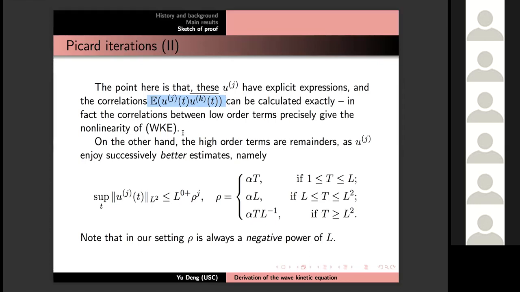On the other hand, if you consider these low order terms Uj, the high order terms Uj are actually remainders. In fact, we can prove that Uj enjoys successively better estimates, namely, if you measure everything in L2 norms, then these L2 norms decay like rho to the J, where rho is some quantity that depends on alpha and t, but in any case, rho is a negative power of L. Okay, so rho is like L to the 0 minus, and so rho to the J gets successively better. If J becomes very large, this is a very good term, with a tiny size in the norms. And this enables us to perform a fixed point argument on this remainder.